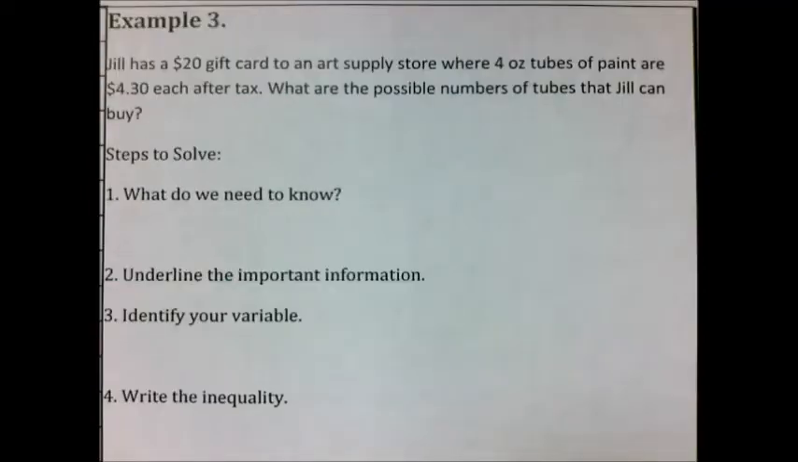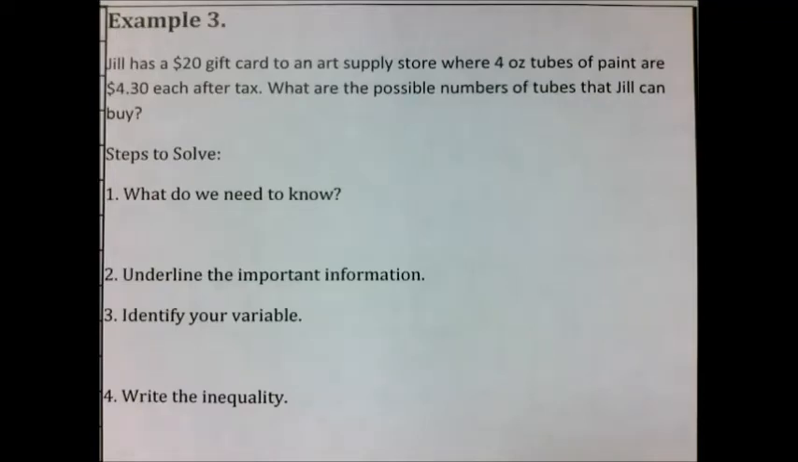Example 3 says that we have this girl named Jill, and she has a $20 gift card to an art supply store where 4-ounce tubes of paint are $4.30 each after tax. What are the possible numbers of tubes that Jill can buy? So let's follow these steps to solve.